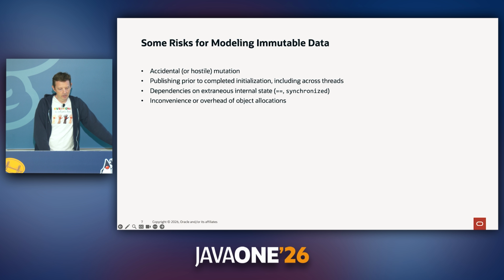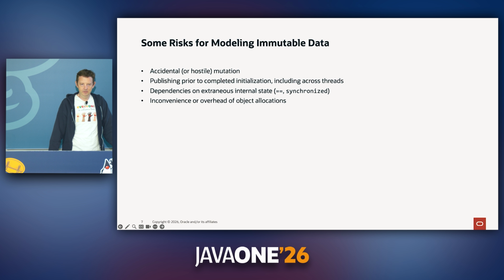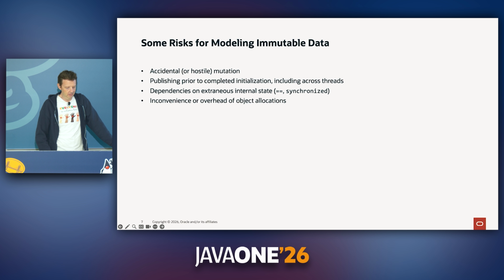Every object in Java comes with internal state that can't be ignored. So every object has a synchronization monitor. Even if I intend to just represent some immutable number, I can synchronize on that thing. Other users can synchronize on that thing. And that's a form of mutation. You're changing the state of the object from synchronized, from locked to unlocked, or vice versa.